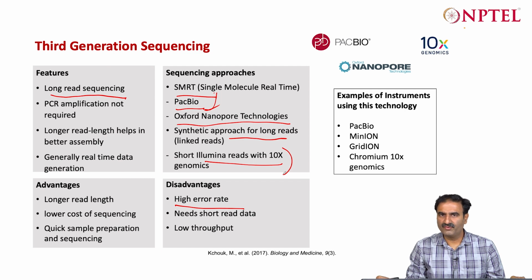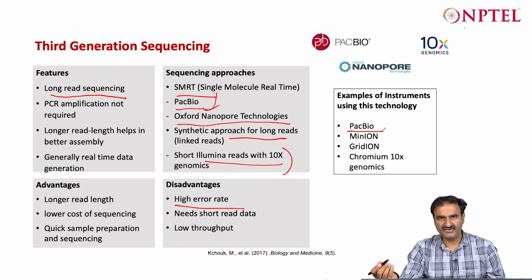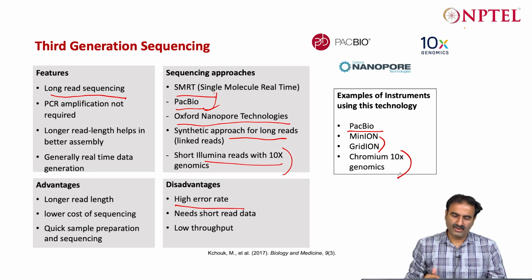The combination of the two can be used, but 10x Genomics no longer supports the linked-read technology. Very soon I think they will come up with another version of that, but till then we can discuss the principle, though right now it is not in use. PacBio is one sequencer which can do long read sequencing. MinION and GridION are the two nanopore devices, and Chromium 10x along with Illumina can do long read sequencing.